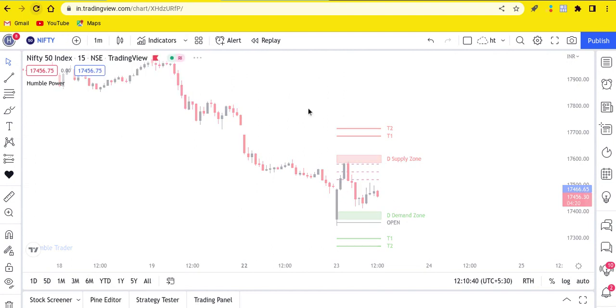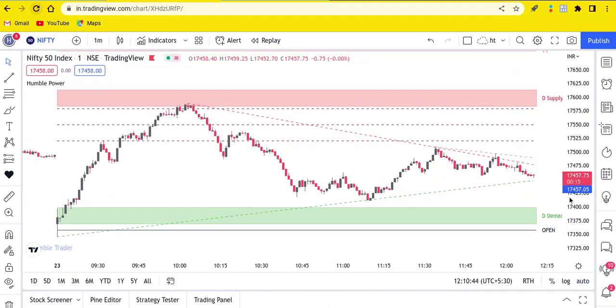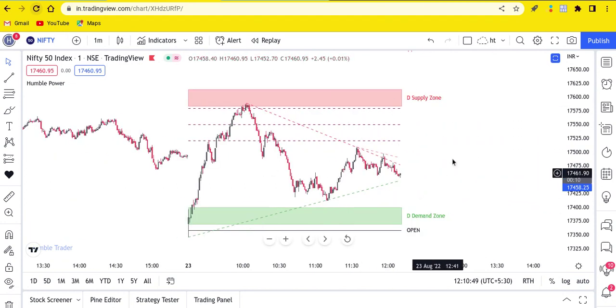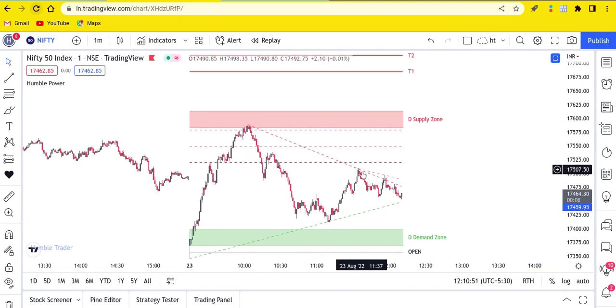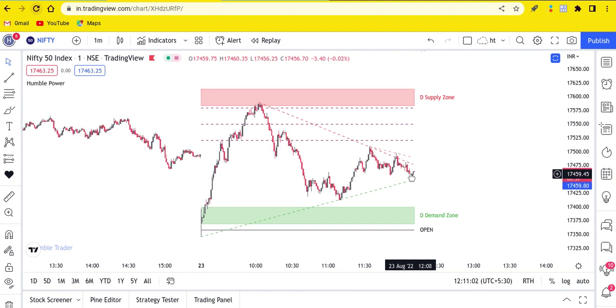Now what it can do, let me reset the chart. As you can see, the indicator is showing the supply zones and demand zones and the target levels, and it can automatically draw trend lines for you. Whenever we take trend line breakout trades, we tend to draw wrong trend lines. So this indicator will by default draw trend lines for you. You don't have to do anything else. Trade on these trend lines because these are the logical ones.